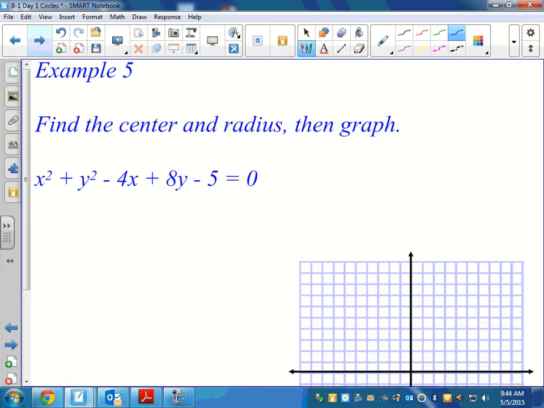Group your X's together and your Y's together, move the 5 to the other side, and you're going to complete the square twice. So I'm going to let you have a head start.